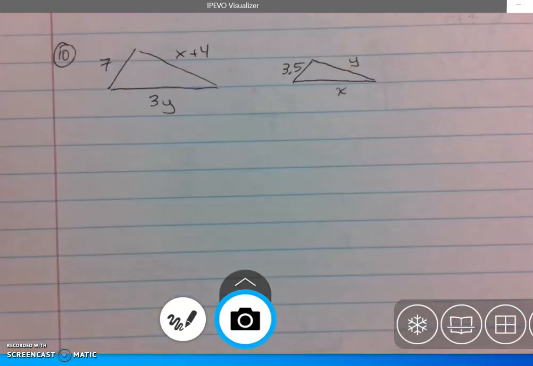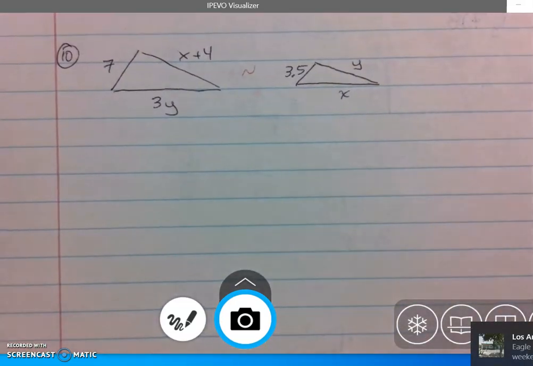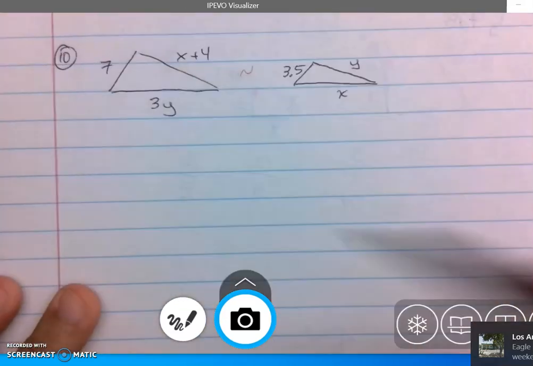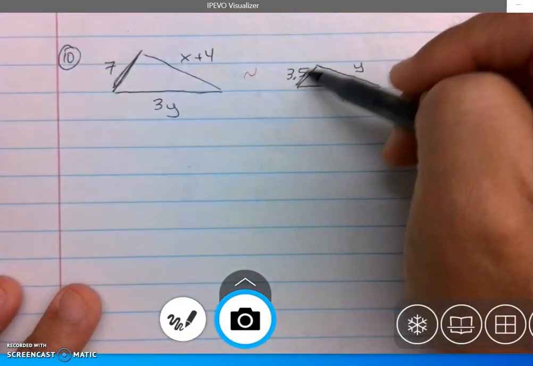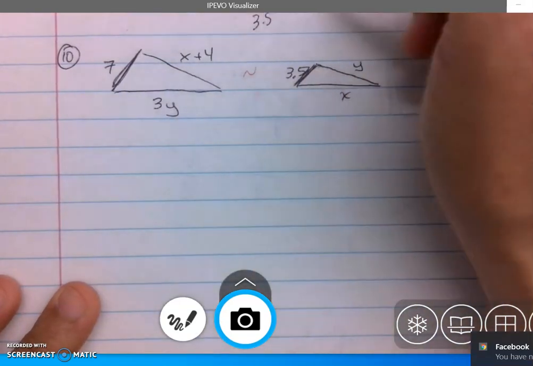Okay, now we're going to take a look at number 10 here. We've got two similar triangles. It doesn't look like it's going to be a hard problem here. However, we have to solve for both x and y. We can say we have a 7 here, we have a 3.5. 7 and 3.5, really this is 2 to 1.